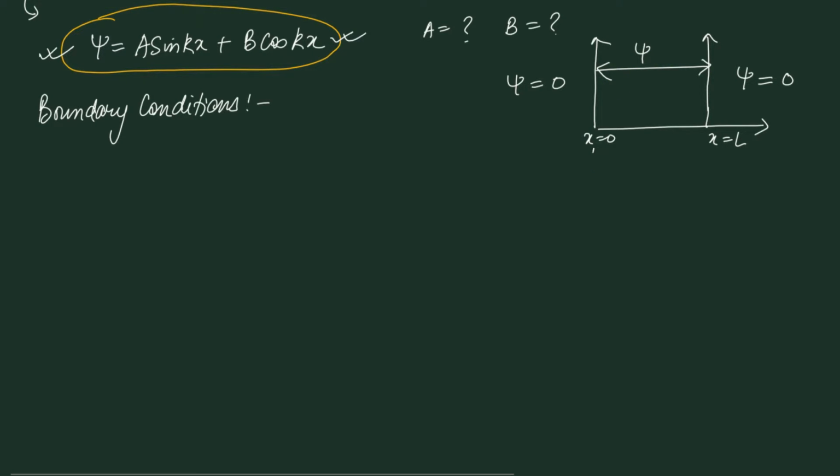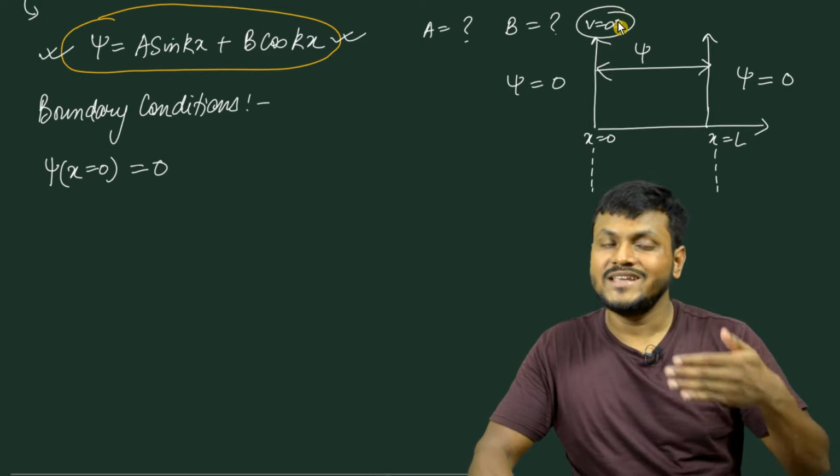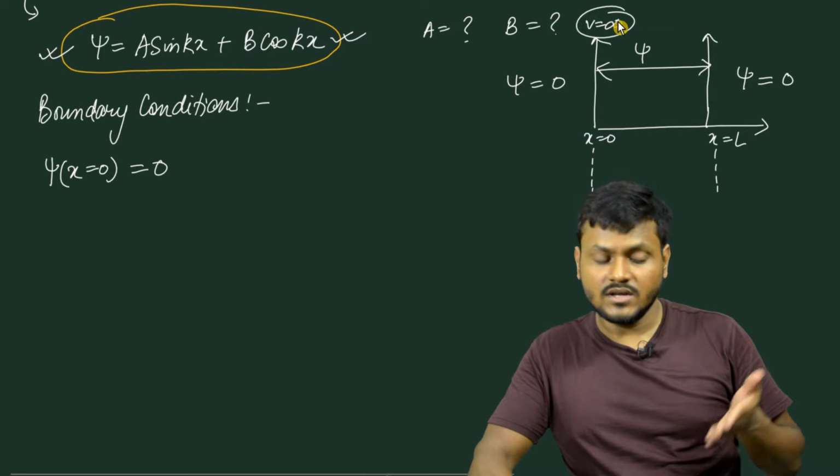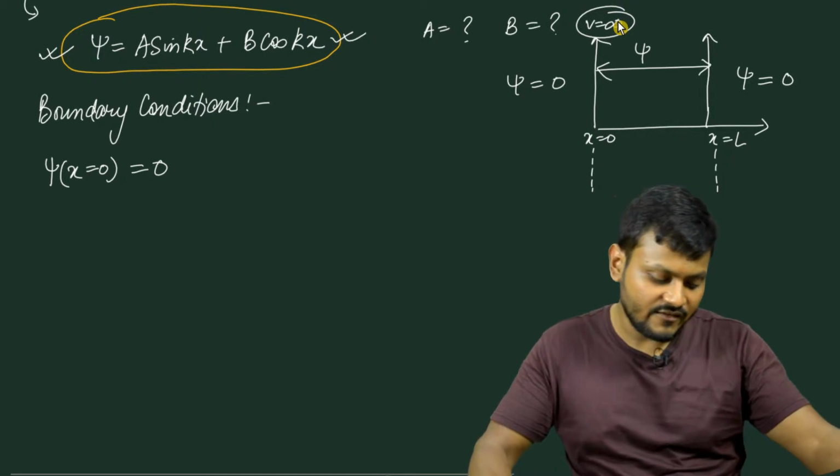So at this particular point of x is equal to 0 and x is equal to L, I'm going to assume that this particular solution psi is 0. So I'm going to say that psi at x is equal to 0 is 0. Why? Because at x is equal to 0, the potential is infinite, so the wave function cannot exist. The wave function, and this is the space dependent part of the wave function, also cannot exist. It must have a value of 0.